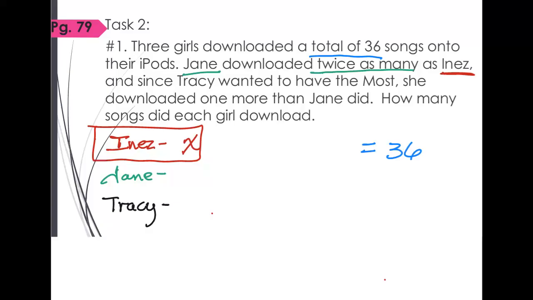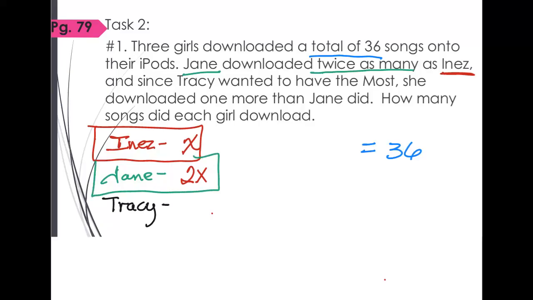How many downloads does Jane have? If Jane has twice as many as Inez, and Inez has X. Yes, excellent. She has twice as many, so that is 2 times X, which is 2X, right? Twice as many. All right, so we got Jane.